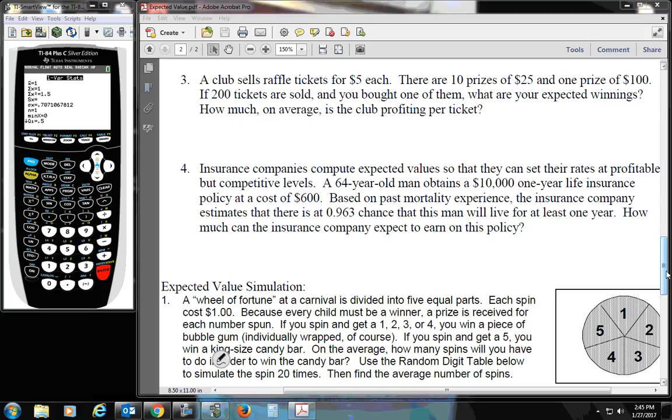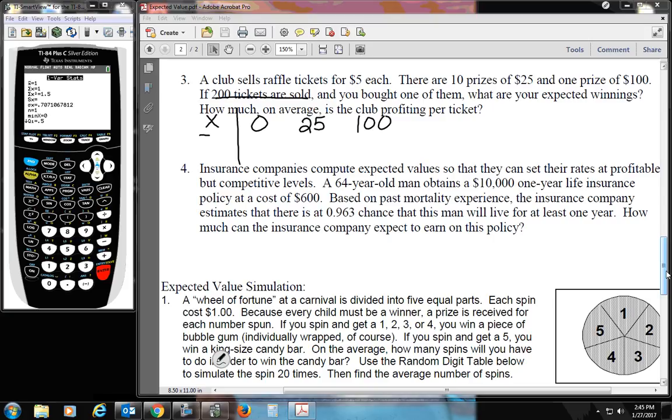So I'm going to buy some tickets, and there's 200 tickets being sold. So out of 200, 10 people are going to win $25. One person is going to win $100. Everybody else is going to win $0. So X represents how much money you can win. The probability of X, we need to figure that out.